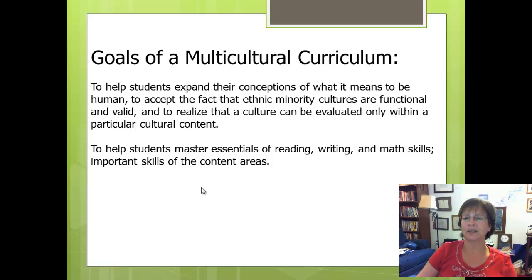And then to help students master essential reading, writing, and math skills, and important skills of the content areas. So all of this are the goals of the multicultural curriculum. And while we're not going to go through every individual one, you'll see that as we are looking at different strategies through Robert Marzano, we can see how we can become more sensitive to the multicultural curriculum.